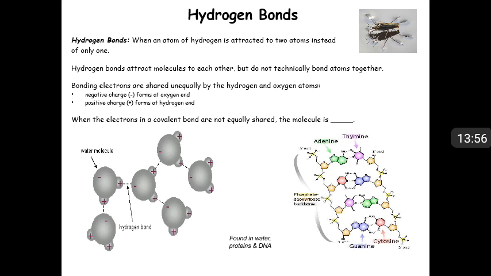When the electrons in a covalent bond are not equally shared, the molecule is polar. You can see this in hydrogen bonds: the electrons are not equally shared, the hydrogen is just attracted towards another atom. Found in water, proteins, and DNA, in which hydrogen ions are present.